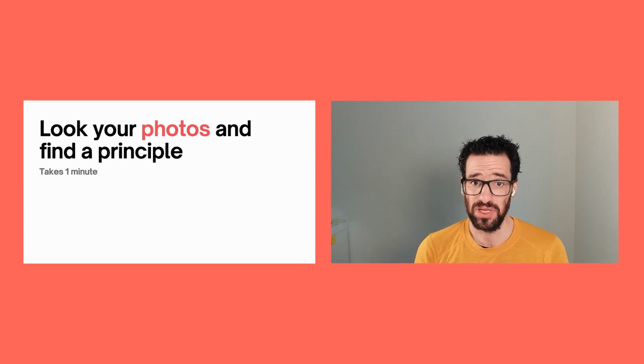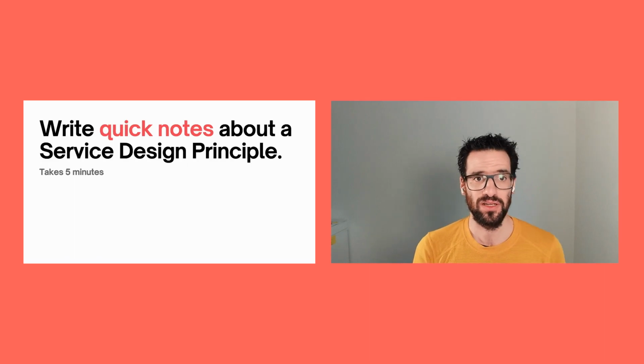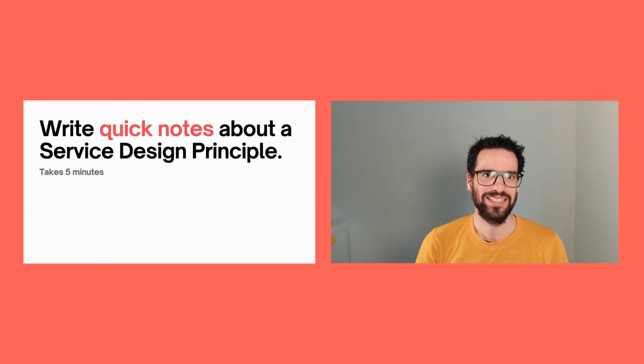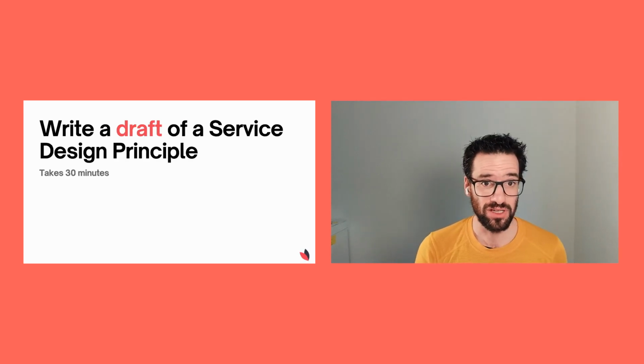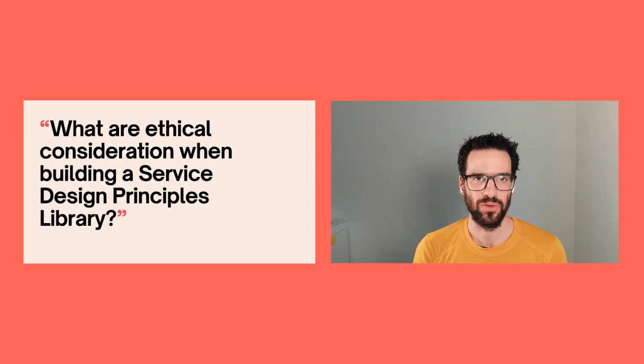Now turning these bullet points into something that is more tangible. So again, it can be as simple as looking at your photos and reflecting. It takes 1 minute. Turning these reflections into rough lines and notes in a note app, which takes 5 minutes, or turning reflections into a first draft. That's something that is maybe more shareable with others.